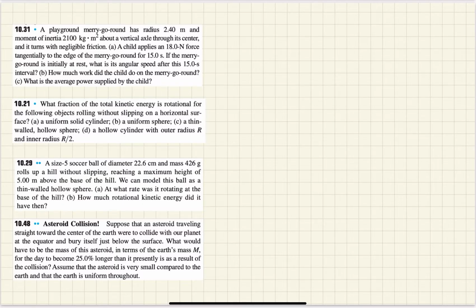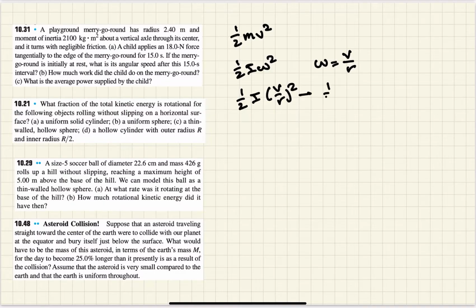But before we do any of that, I want to take you on a journey to calculate what fraction of total kinetic energy is rotational for any object with a given moment of inertia. So let's do that. When an object's rolling, it has two different forms of energy, linear and rotational. The linear energy is 1/2 mv squared, and the rotational energy is 1/2 I omega squared. We know omega is equal to v over r because v is equal to r times omega, and so 1/2 I times v over r squared. So it becomes 1/2 I v squared over r squared.